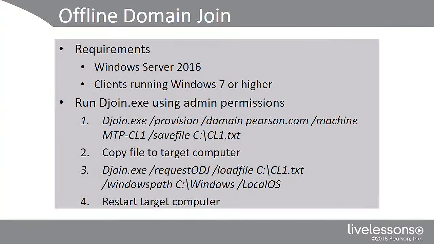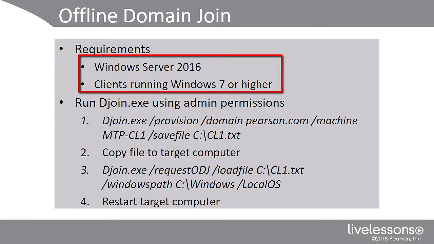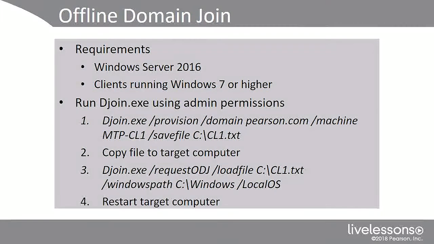Most often when a computer is going to join a domain, the domain controller is going to be online and available so that computer can join the domain, but that may not be the case if I have a remote connection that is not consistently connected to that domain controller. So what we can do is use what's called offline domain join. It requires the use of Windows Server 2016 on the server side, and it requires the client to be running Windows 7 or higher. So it's a four-step process to join the domain when doing so.